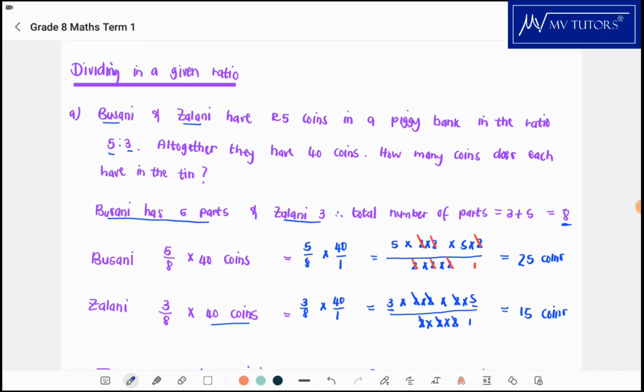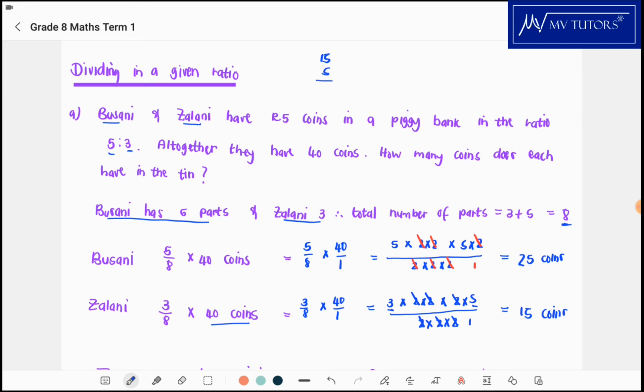Okay, so you see, ratios are not so bad. You can then calculate, okay, Busani has 25 coins. How much is 25 times 5? That's 125 Rand. And Zalani has 15 coins. What is 15 times 5? I think it's 75 Rand. I think I should take a calculator and calculate.